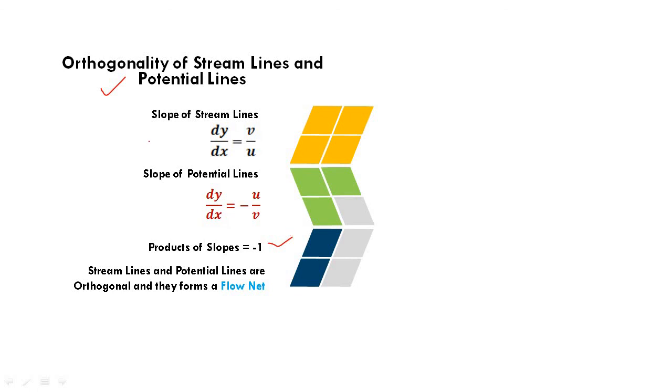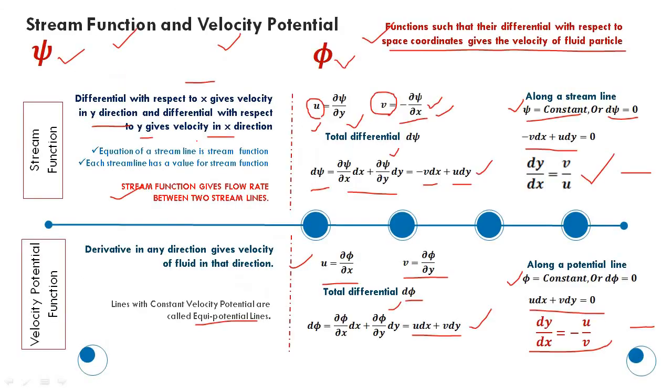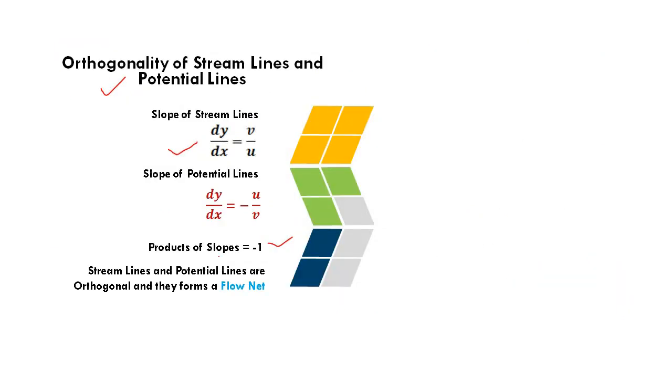So that is a proof that the streamlines and potential lines are orthogonal, because what is the slope of the streamline? We have already found out. It is on the previous slide. You just see what the slope of the streamline is. It is v by u. Similarly, that of the potential line is minus u by v. Okay, so the slope of the streamline is v by u.